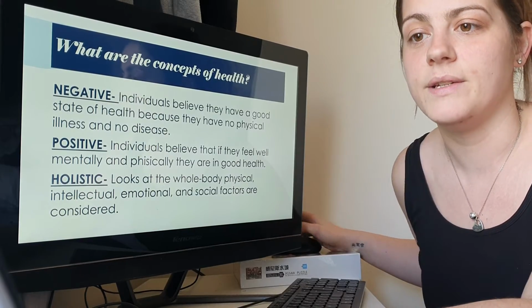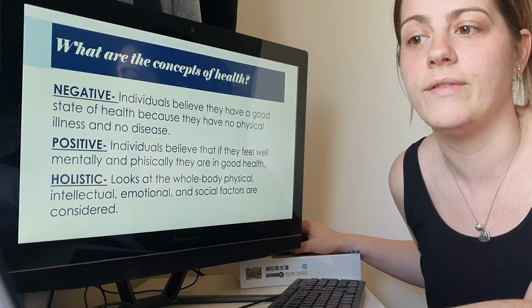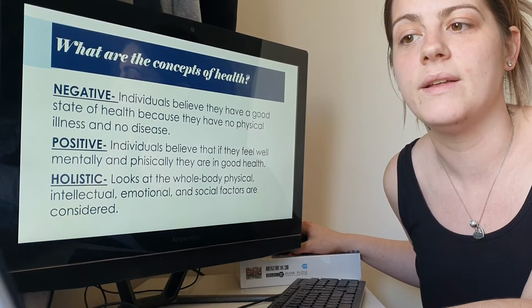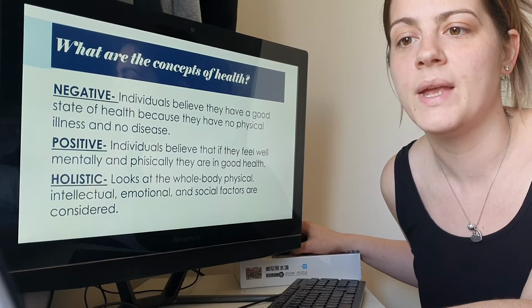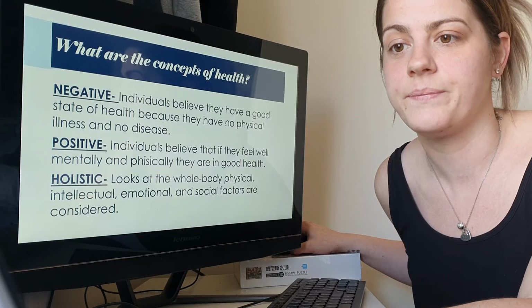The positive. Individuals achieve and maintain a healthy lifestyle by living an active life, making a difference to their health by keeping themselves proactive, physically fit and having good mental health. Feeling well mentally and physically is viewed as being in good health.